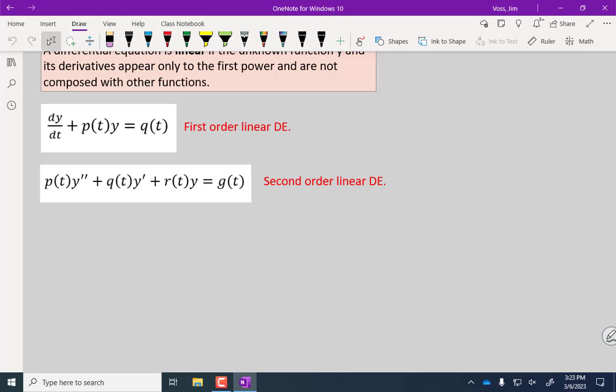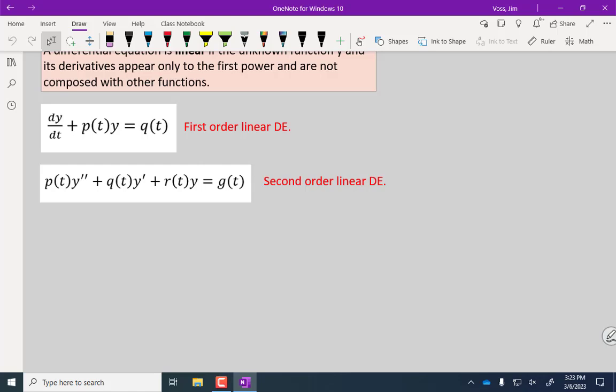And these coefficient functions, these functions of t, they can be as crazy as you can imagine. And it does not affect whether it's linear or nonlinear. So those coefficient functions, in this case p, q, r, and g, they can have square roots, they can be trig functions, they can be any number of bizarre things. Doesn't matter. The classification of order and linearity just depend on the y, the y prime, the y double prime. Doesn't matter what the t's are doing.